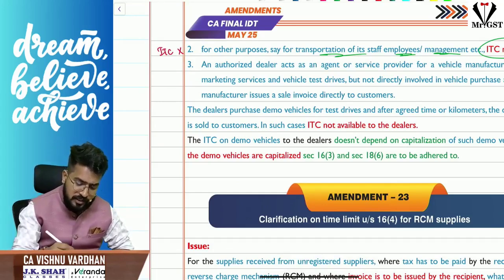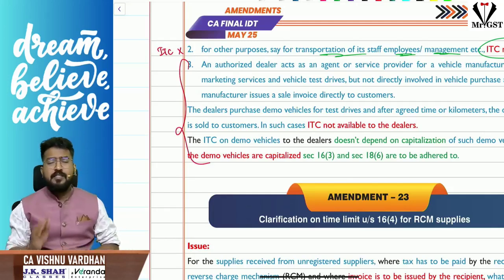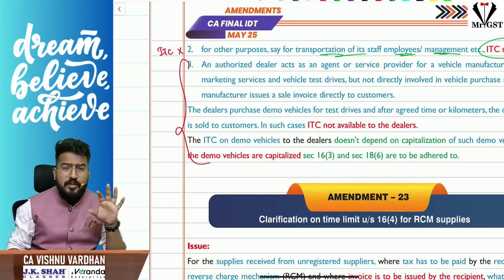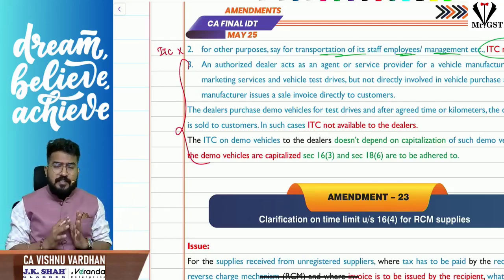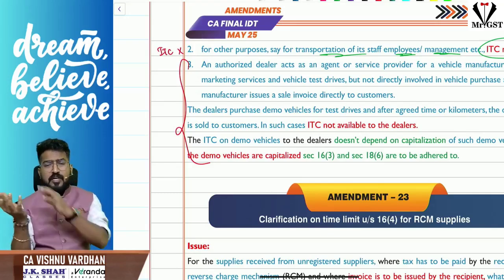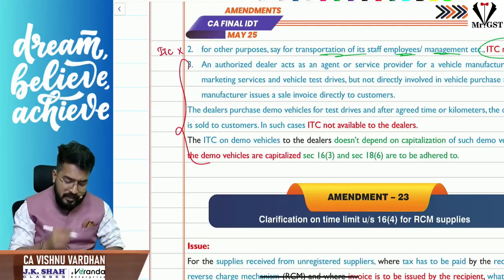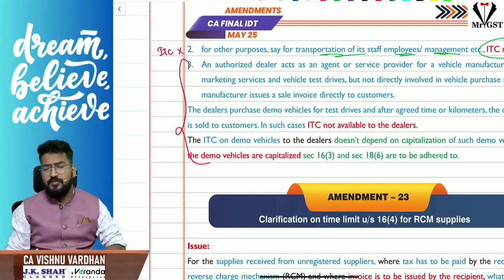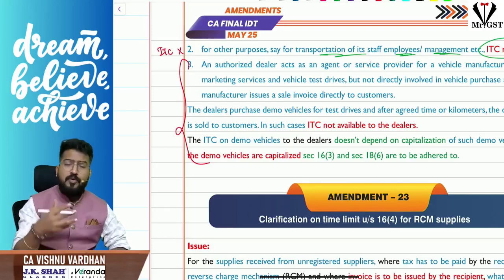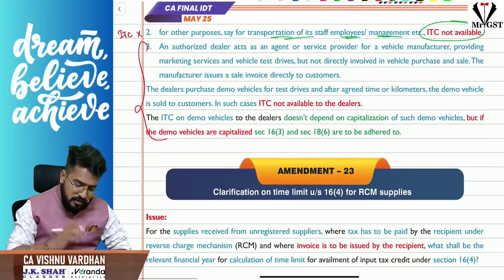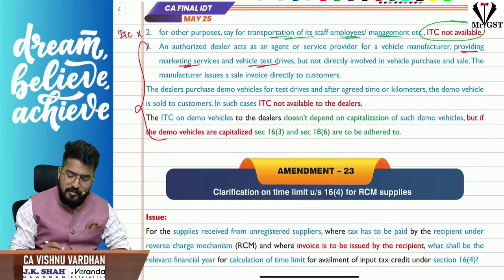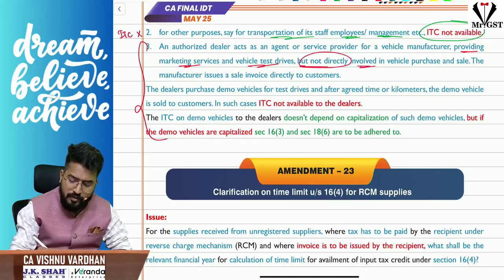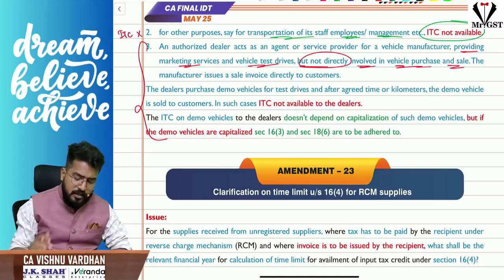The final situation, the interesting part here, is that you are not an authorized dealer who will sell the cars directly to the customer. You are just acting as an intermediary or an agent, where the manufacturer of the cars directly sells the cars to the customers, but you act as an agent to sell the cars and take some commission for that. For providing your services as an agent, such as marketing services and vehicle test drive services, you are not directly involved in vehicle purchase and sale. In such cases, as I told you, the manufacturer will directly issue the invoice to the customers.